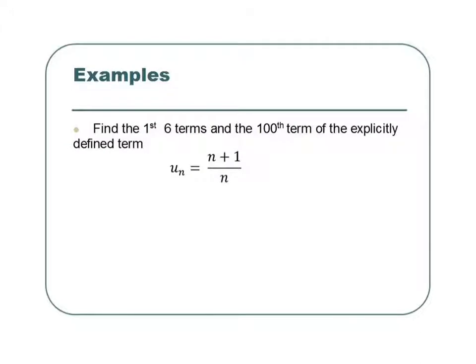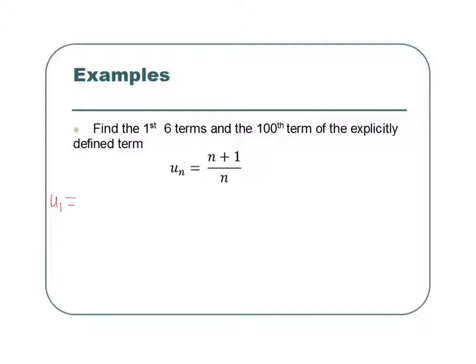Now this one actually isn't too bad. It's an explicit rule, and those are always easier because it's just pretty straightforward. This says find the first 6 terms and the 100th term of the explicitly defined sequence. All right, so here we go. To find u sub n, okay, so to find the nth term, I'm going to come way over here because I'm going to fill in a lot of stuff here. I want to find the first term.